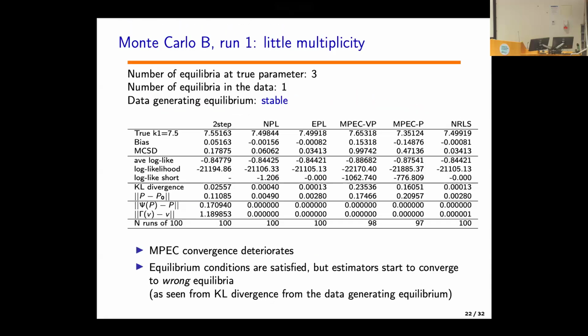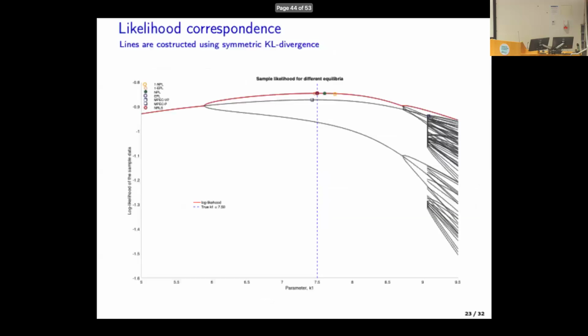Okay, wait a second. I just want to conclude here and then we go on. So NPL kind of finds local maxima. I hope we can agree on that. And then even though the equilibrium conditions are satisfied, it just starts to converge to wrong equilibria. And you can also see that from this KL divergence. Let's look at this graph. I think it makes it very clear what's going on. First of all, this is just a likelihood function conditional on each of the different equilibria. Remember we saw this graph with the cliff in the first lecture.